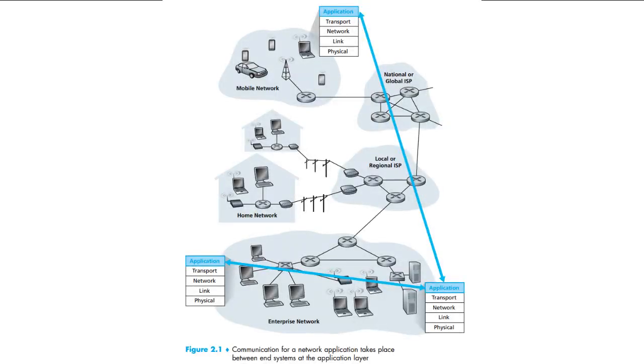The figure depicts a simplified model of a computer network, specifically an access network that provides connectivity between end systems and the core network infrastructure. At the top of the figure, there are end systems including computers, smartphones, and other devices. These end systems are connected to the access network through their respective network interfaces.